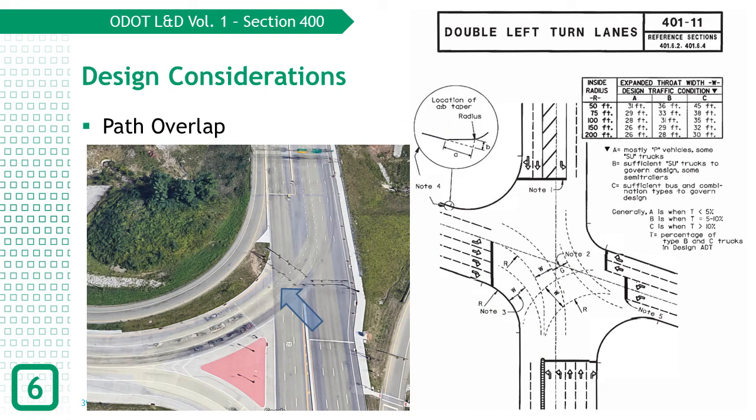Figure 401-11 in the L&D Volume 1 provides guidance on the inside radius of turning movements to create the expanded throat width you see in this image, indicated by the blue arrow. This expanded throat width, or increase in the width of the turn lane through the turning maneuver, is used to accommodate vehicle tracking and reduce adjacent vehicle conflicts.